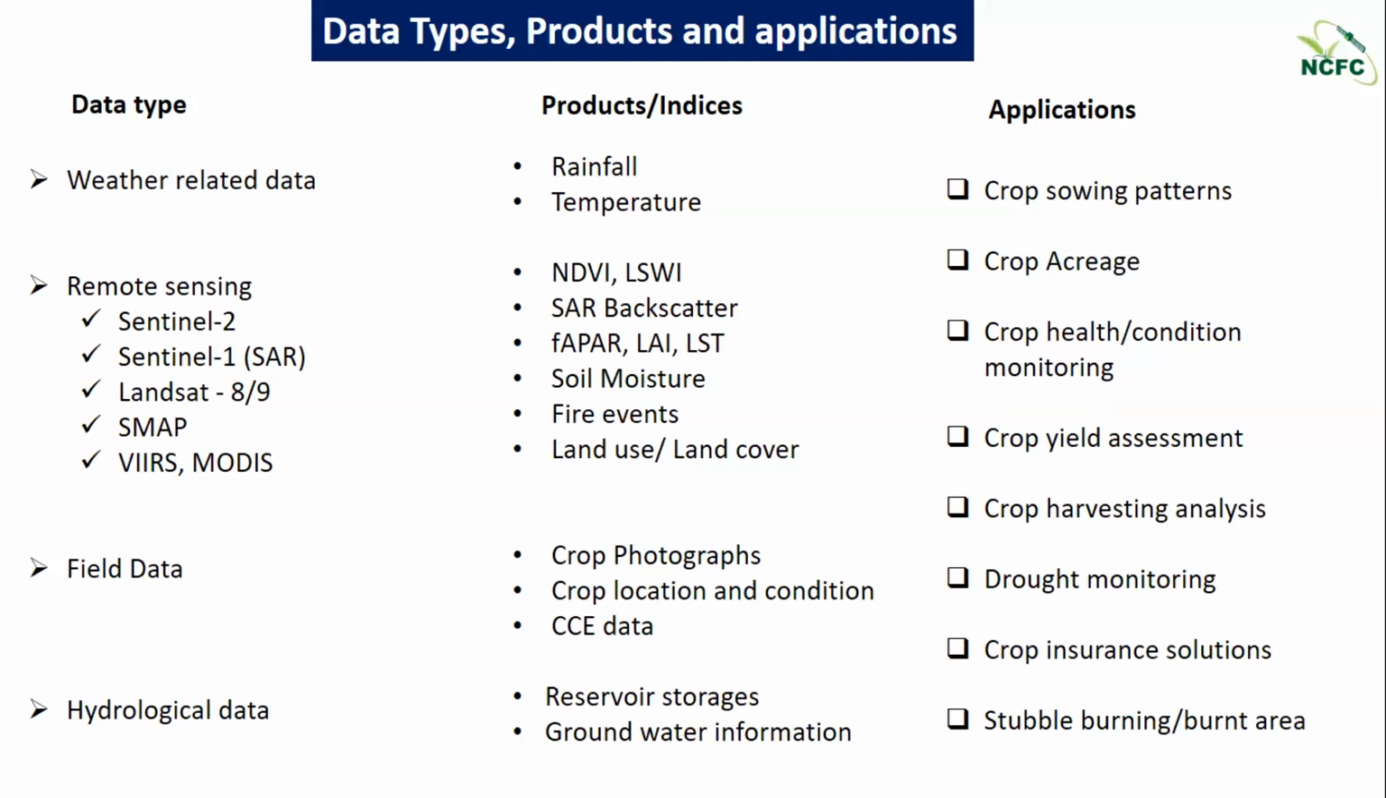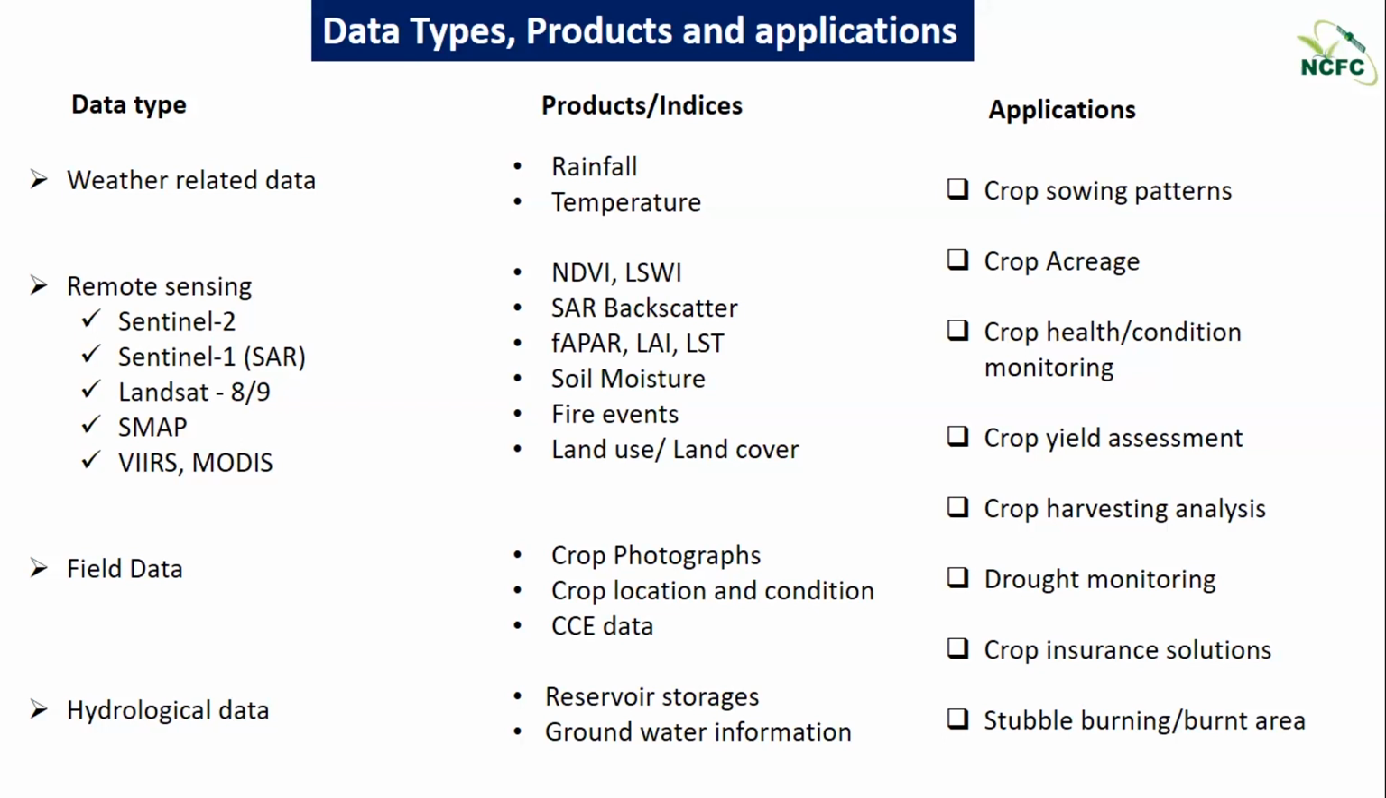And these are some of the applications. Crop sowing patterns you can get from the satellite if you have time series remote sensing data. You can also classify and assess the acreage at a certain level, like block level or district level. You can monitor the crop health condition, what the condition is at a particular point of time, based on NDVI and LSWI indicators. Then these remote sensing and weather data sets can be input for yield estimation. Also, crop harvesting can be monitored every 5 days, as Sentinel-1 data is available every 5 days. It's a very high frequency for monitoring harvesting and crop health.